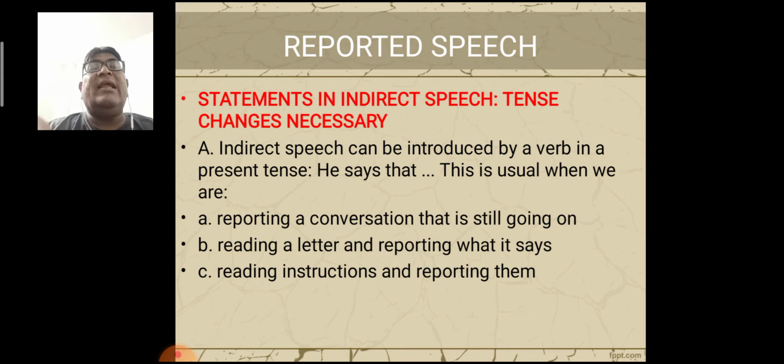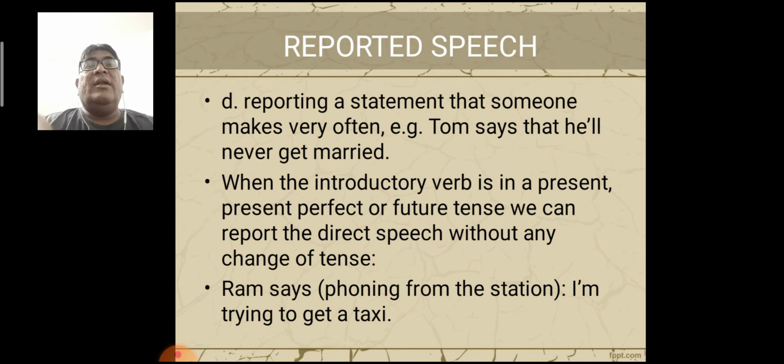Number B, reading a letter and reporting what it says. Number C, reading instructions and reporting them. Number D, reporting a statement that someone makes very often. Example: Tom says that he will never get married. Here the reporting verb is "says," so we don't change "says" into another form, right? He will never get married. So this is what we never ever change into another tense.